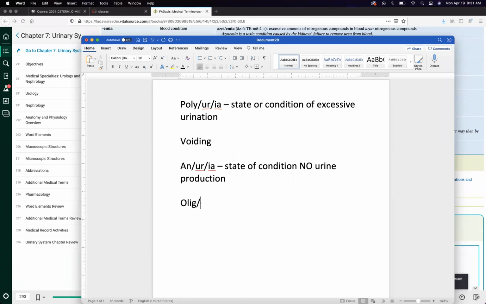Oliguria. I should have started with oliguria. Is a state or condition of diminishing urine. So let's say, for example, typically, you go anywhere from a liter to 2 liters per day. So let's say my patient this morning had 50 cc's, and then at noon it's only 20, and then by 2 o'clock it's barely 10. That's oliguria. That means you see it coming. It's a state or condition of diminishing urine output.